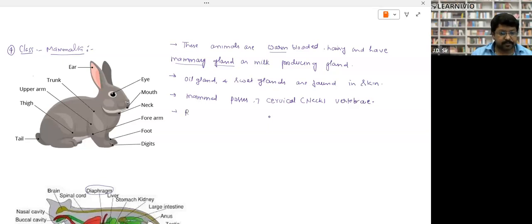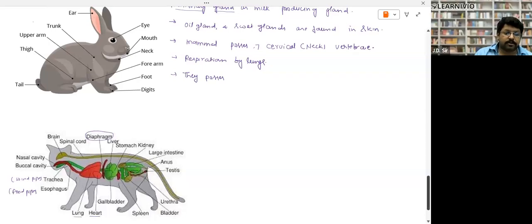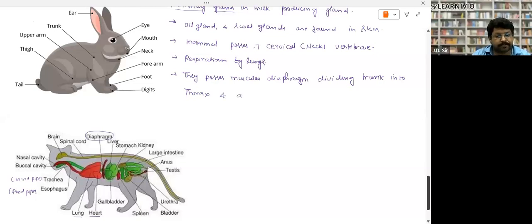Respiration is by lungs. They possess a muscular diaphragm, which I have already explained, which separates the respiratory system and the digestive system, dividing the trunk into thorax and abdomen. Thoracic system means respiratory system. Abdominal system means digestive system.